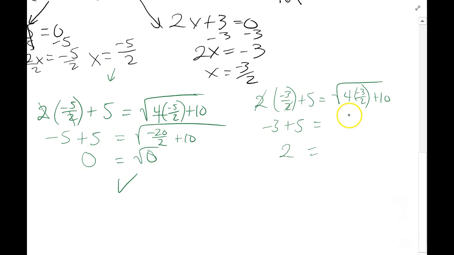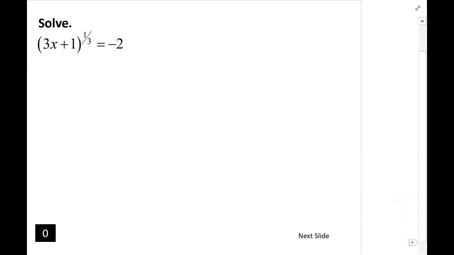And then over here, I'm going to do this a little different this time. Well, 4 over 2, the 2 will cancel on the bottom, and I'll be left with 2 on top. And then 2 times negative 3 is negative 6 plus 10. And negative 6 plus 10, well, that's 4. So the square root of 4 is equal to 2. So we're good. Okay, last problem.